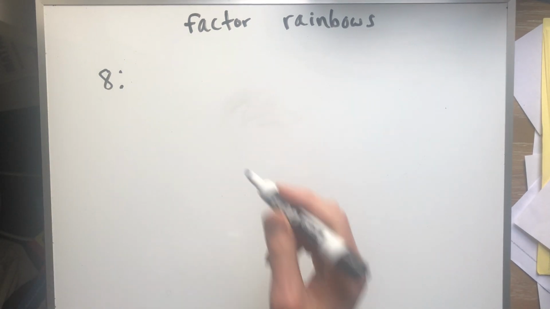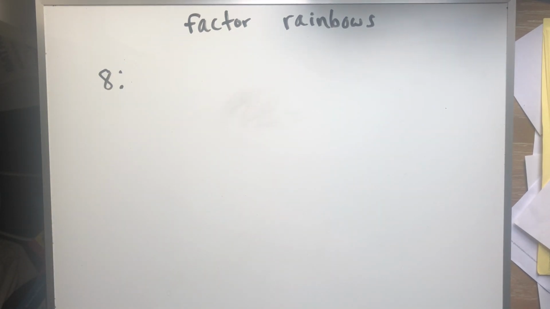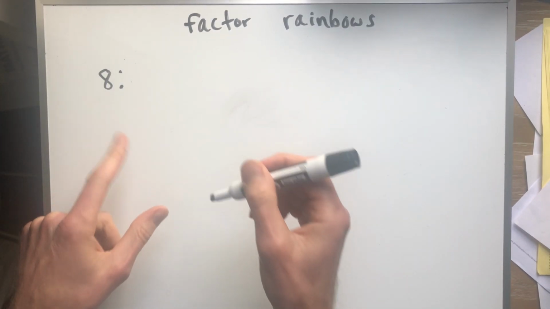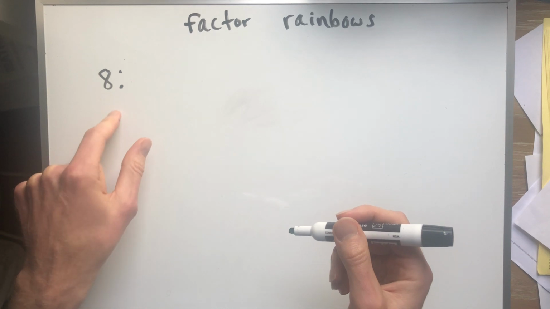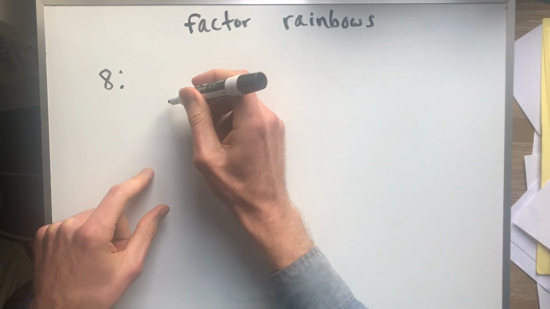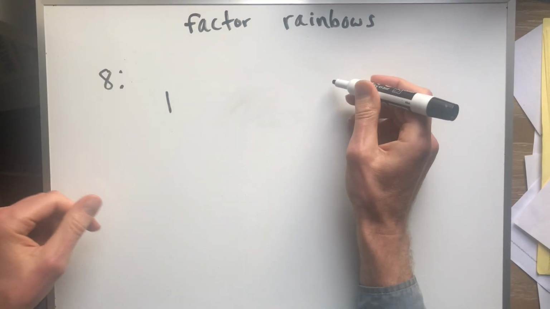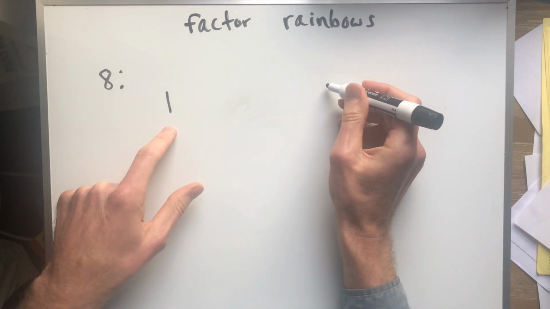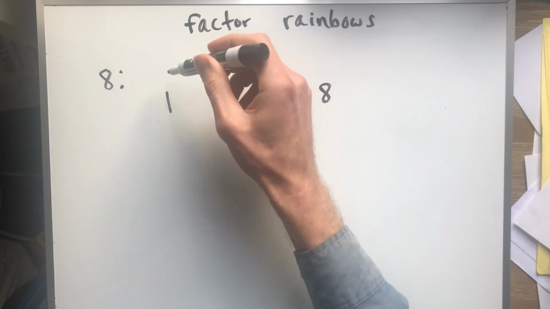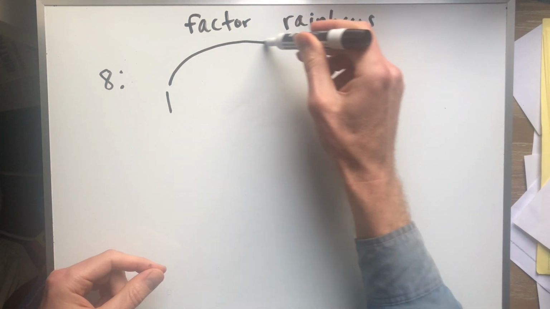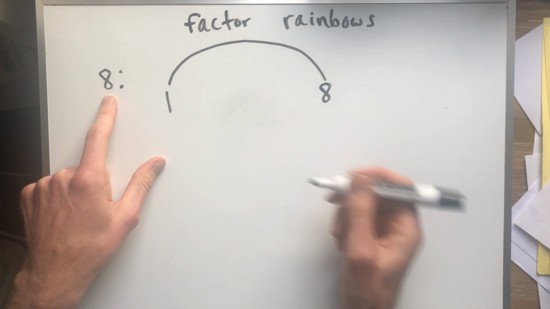So here's how you do a factor rainbow. I'd like you to be doing some of these today, and I'll assign which numbers to do. You think about, okay, what numbers multiply to equal 8? You know 1 times the number itself is going to be 8. So you have 1 and 8 on the outside. Here's where the rainbow part comes in. 1 times 8 equals 8.